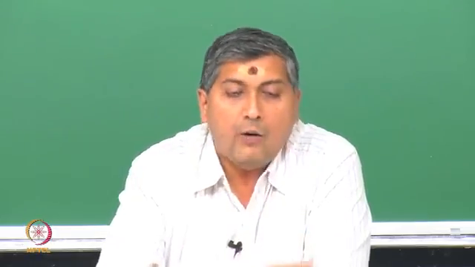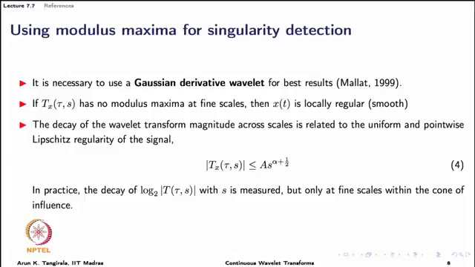And consequently, by virtue of what we have stated, if the wavelet transform has no modulus maxima at these scales, then x of t is locally regular. We are assuming that we are going to use a real wavelet here, we are not using a complex wavelet. Therefore, whether you talk of Tx or its modulus, the magnitude, it should be fine. Essentially, if Tx has no modulus maxima at fine scales, then x of t is locally regular. You could have modulus maxima at coarse scales also. And secondly, we would like to get an estimate of alpha.